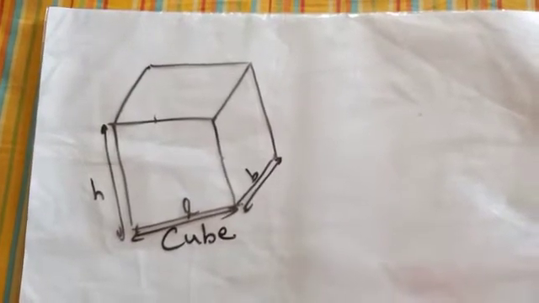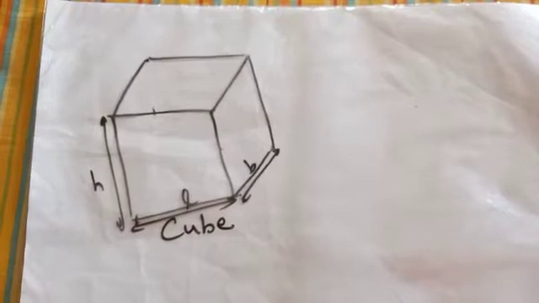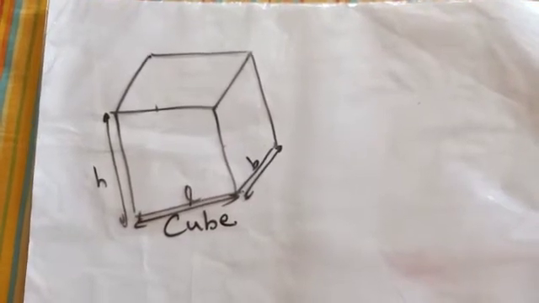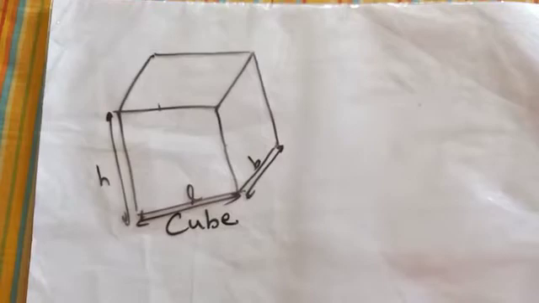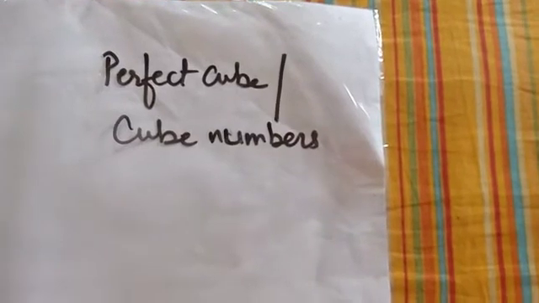But now we are not discussing this cube. What we are going to do here is find the cube numbers. How do we find the cube numbers? That we are going to discuss here. So perfect cubes or cube numbers. How will we find perfect cubes?